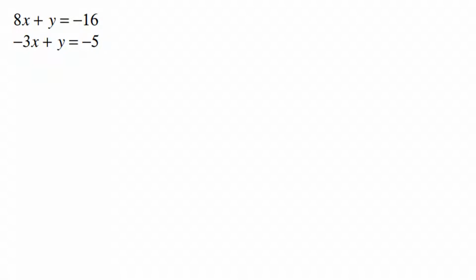For this problem, we have 8x plus y equals negative 16, and negative 3x plus y equals negative 5. Again, we are close with this problem. Both of these y values have a 1 as our coefficient, but they're both plus signs, so we need to change it. In order to change it, we are going to multiply the entire equation by negative 1. The top equation we're going to leave the same, and the bottom equation becomes a positive 3x, a negative 1y, and a positive 5. We change each number.